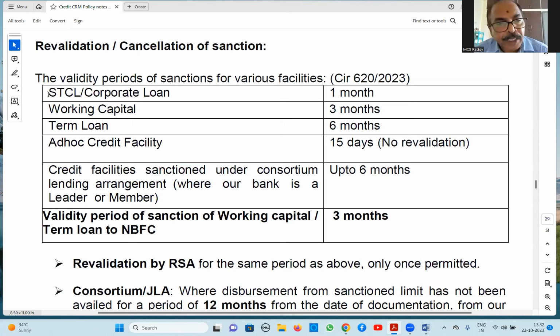Then after 1 year, in consortium, it will be again fresh sanction should be there. So this is about consortium.